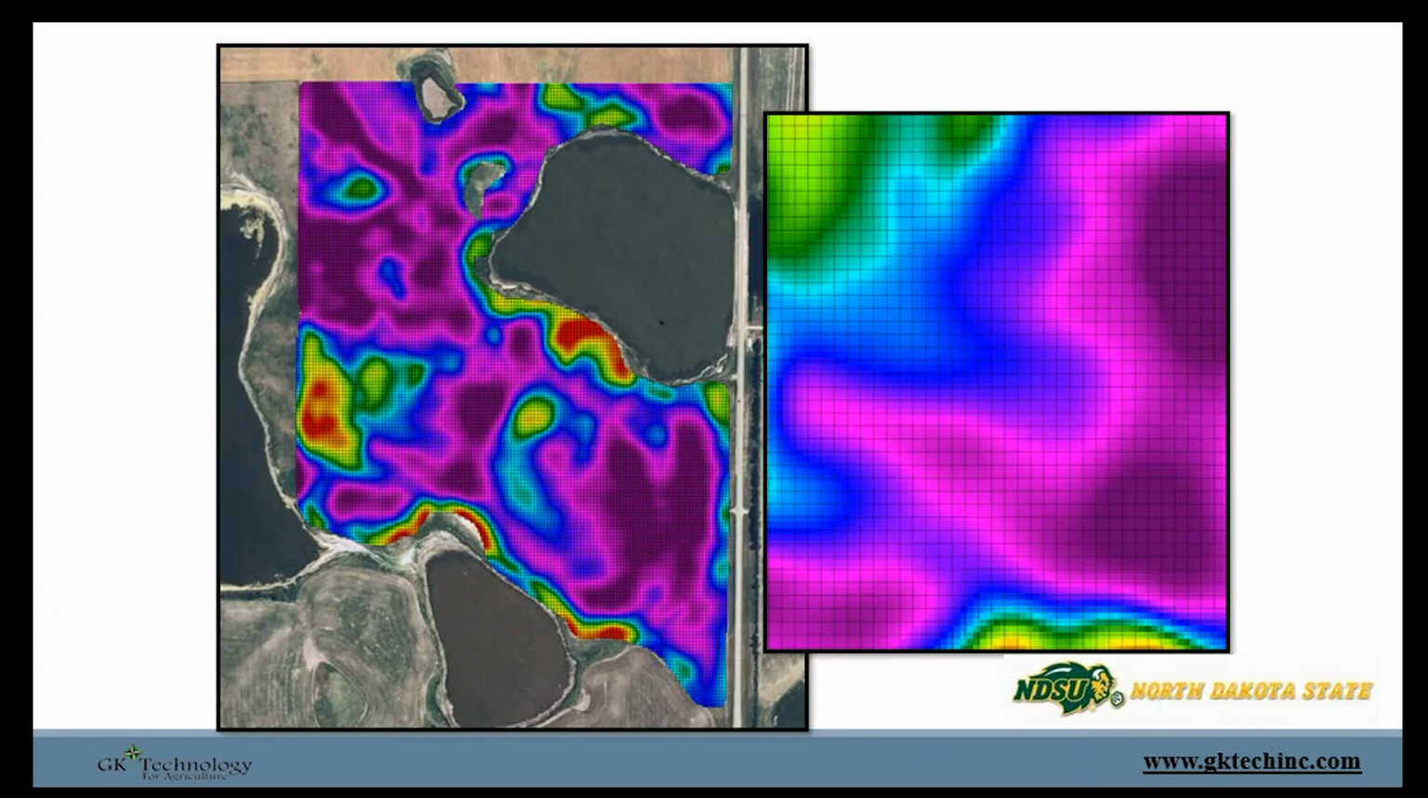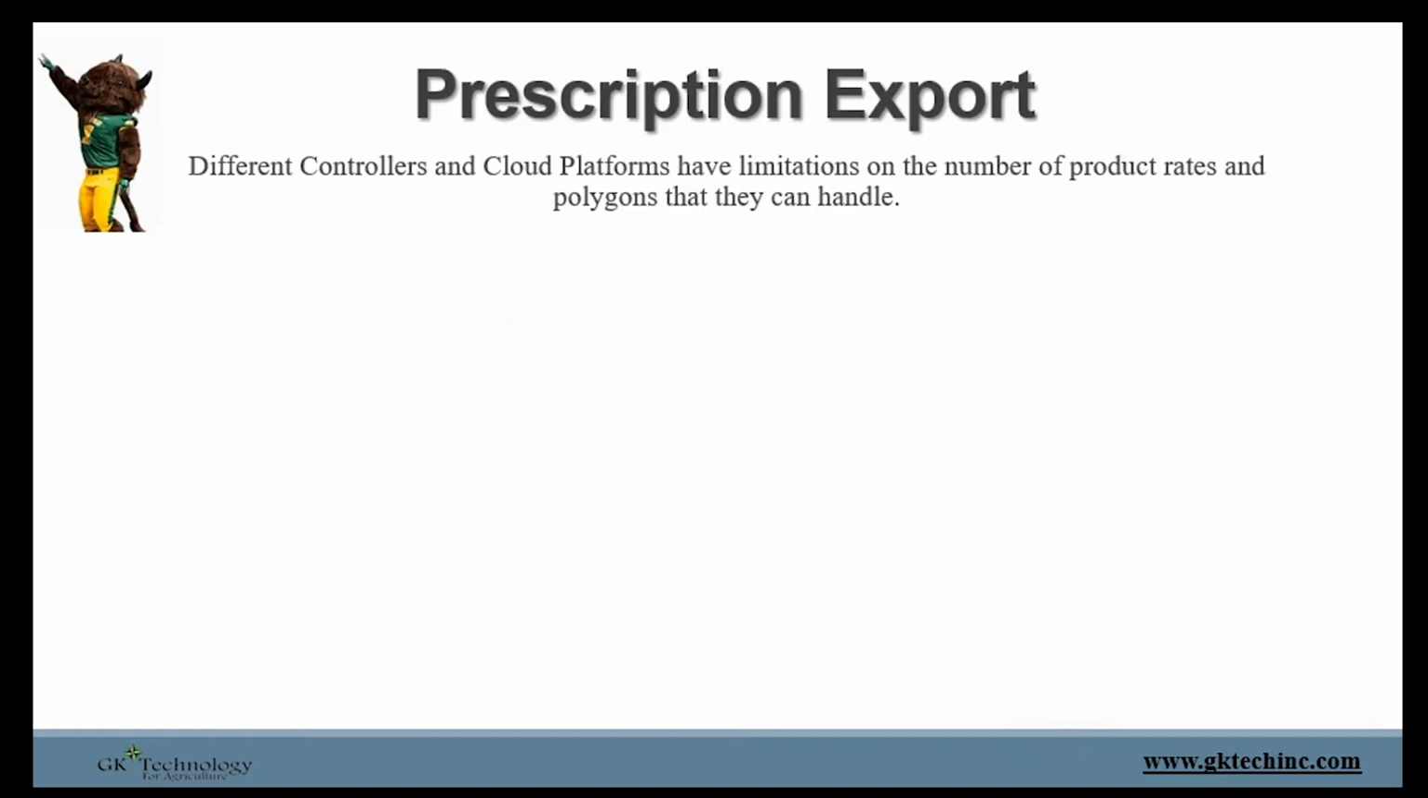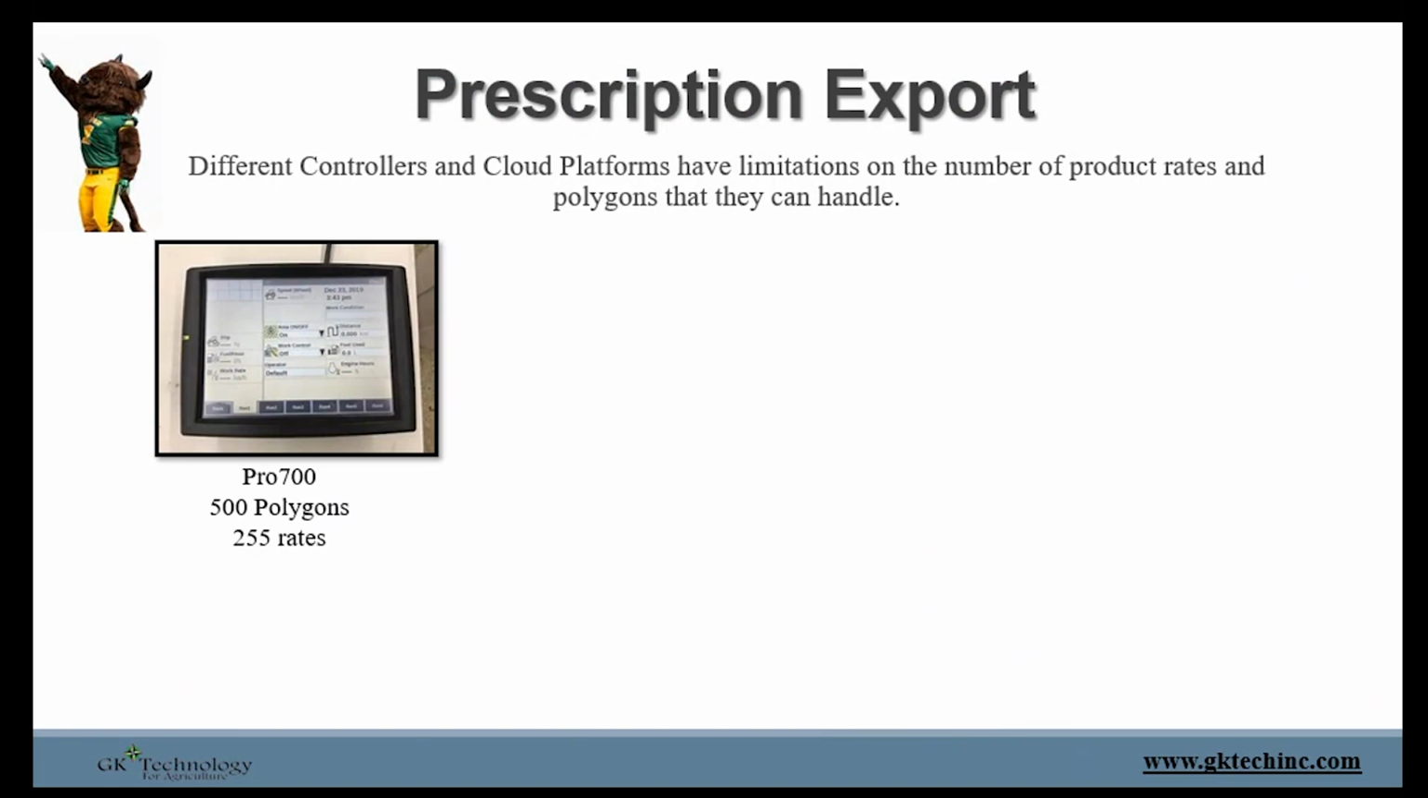So again, here's our pretty 4600 map. Here's our shapefile over the top of it. In this instance, we are telling the computer that we want to apply the average rate that's in the center of that square, and that's what's going to get applied in that spot. So different controllers and different cloud platforms have limitations on things. This is something that when you're working with somebody, your precision agriculture consultant should be able to work with you on this. And you should know something about your controller, and you should be in communication with your tech guys about what your controllers need.